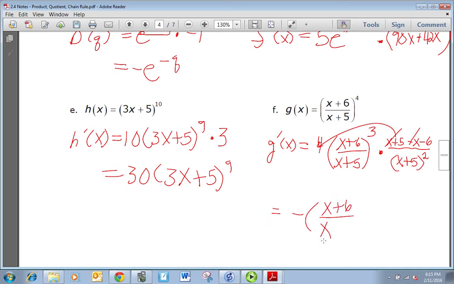x plus 6 over x plus 5, to the 3rd power, times 1 over x plus 5 squared. So I combined the quotient rule and the chain rule.